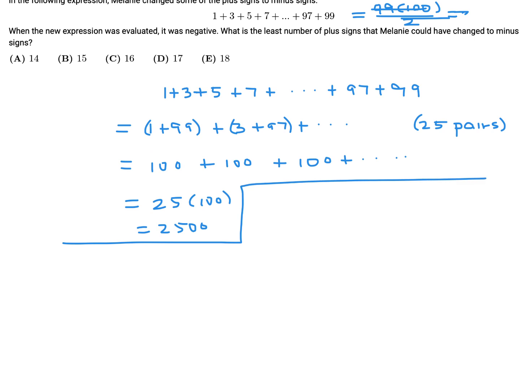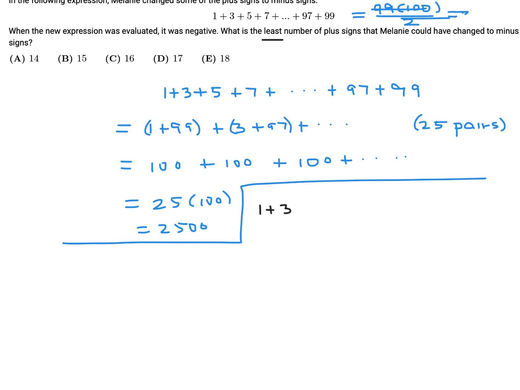Now, the second part is we have to somehow make it negative, by changing a bunch of signs there. Interesting. Okay, so the key word there is least. So I want to do it in a way that I put the least number of plus signs that Melanie could have changed to minus. So basically what they're saying is the least number of negatives that I need to put.